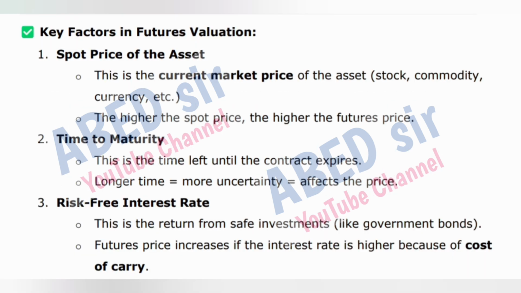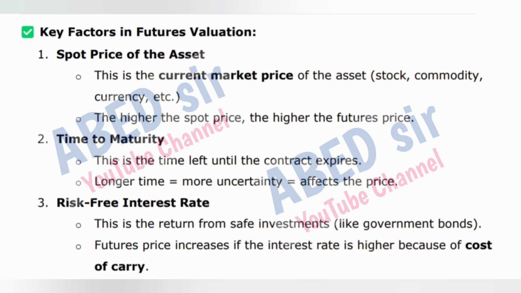Key factors in futures valuation. 1. Spot price of the asset. This is the current market price of the asset, stock, commodity, currency, etc. The higher the spot price, the higher the futures price. 2. Time to maturity. This is the time left until the contract expires. Longer time is equal to more uncertainty, which affects the price.